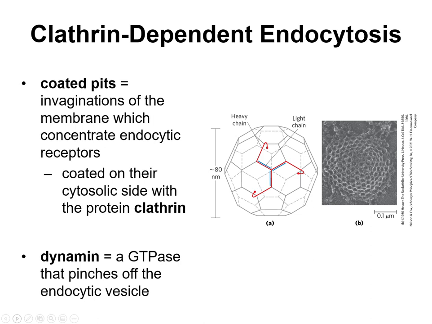And clathrin literally forms a cage-like structure. And then dynamin is a GTPase that will pinch off the endocytic vesicle. So like I said, it's just kind of like you pinch it off. Like if you've ever made dough and you're trying to pinch off a little piece, you literally kind of squeeze it with your forefinger and your thumb, and you can squeeze off a little piece or a little dough ball. It's the same idea, only with membrane.